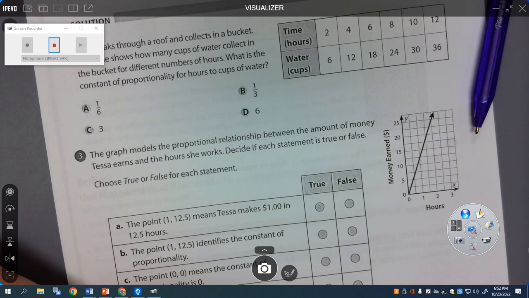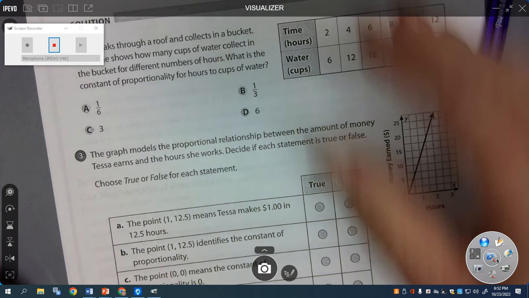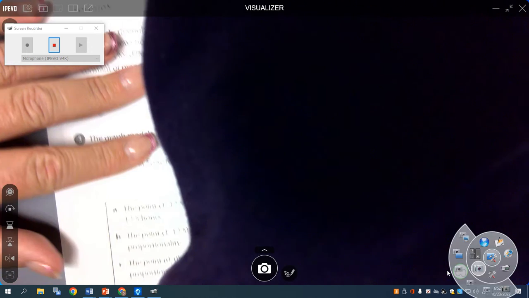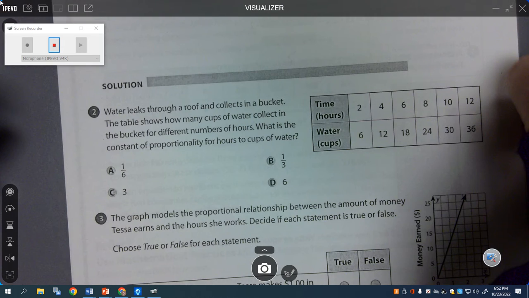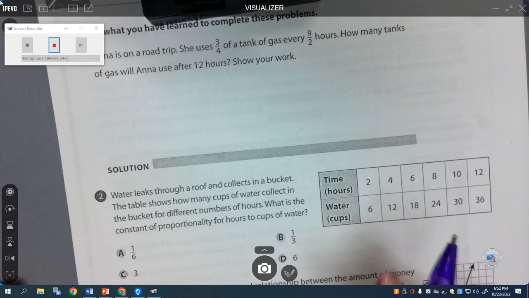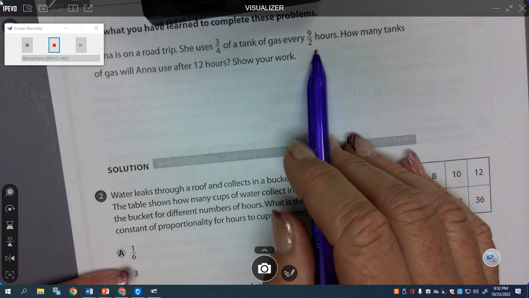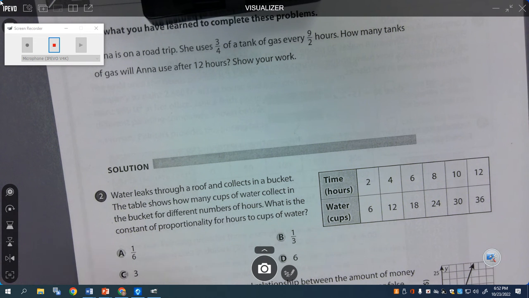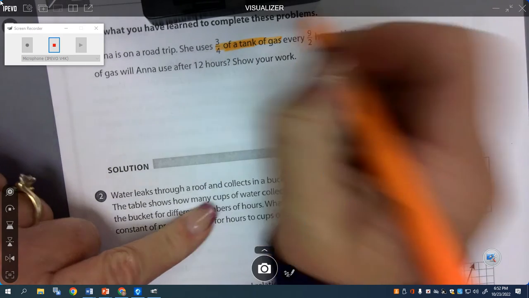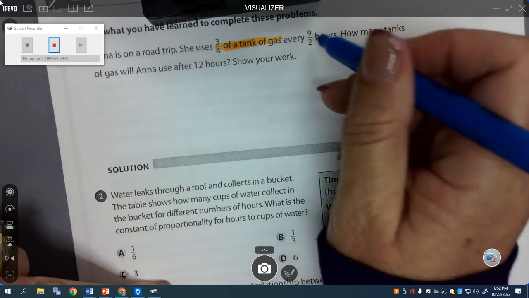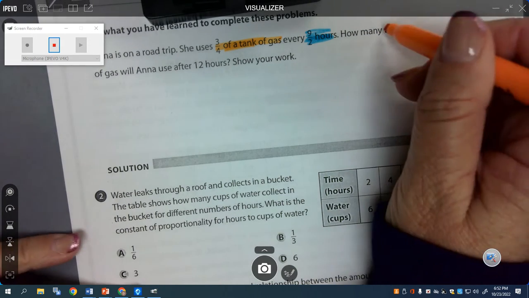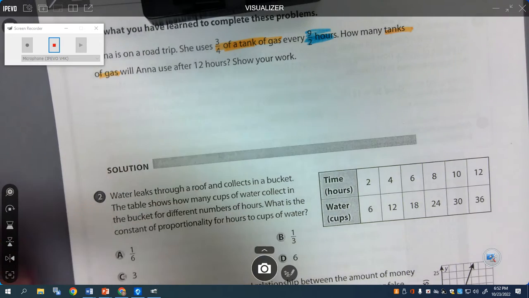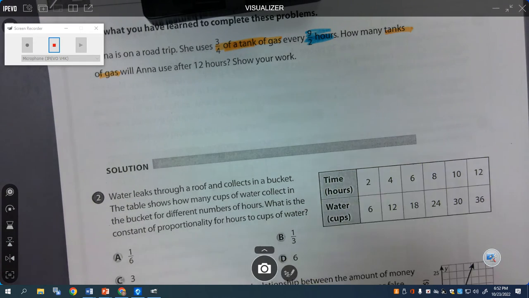So here it is. The very first question says this: Anna is on a road trip. Hold on, let me get my camera situated. There we go. Anna's on a road trip. She uses 3/4 of a tank for every 9/2 of an hour. Bam, right? This right here is your unit rate: tank of gas for every hour. The question says: how many tanks of gas will Anna use after 12 hours?